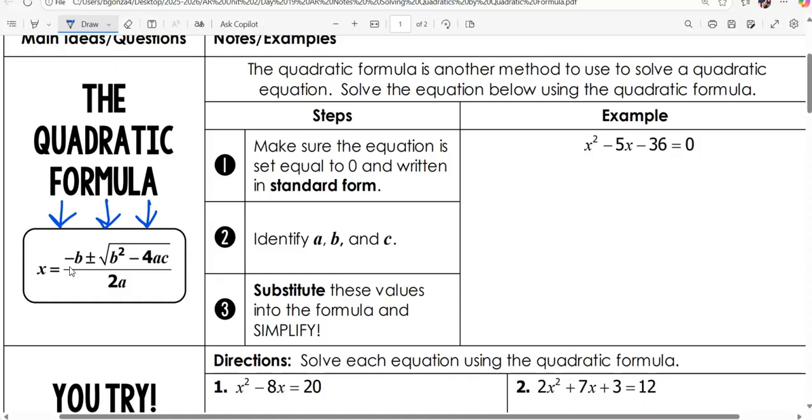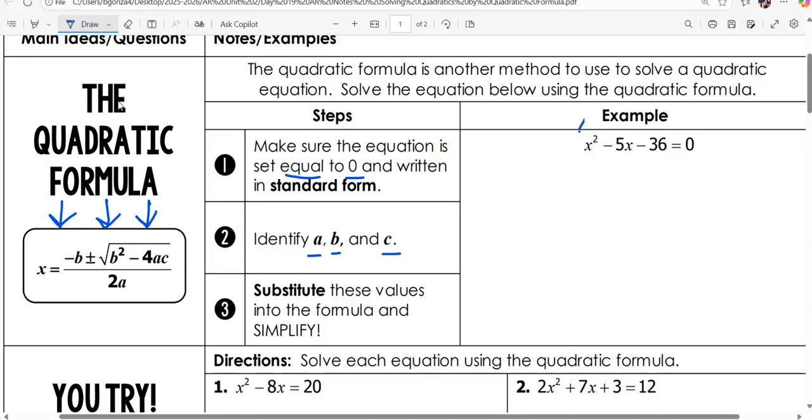All right, so check it out. We need to do a few things. Y'all reading these steps? Step number 1: is it equal to 0? Just like our warm-up, right? Now, it has to equal 0. And here's your second step: identify A, B, and C. We've done this before, right?